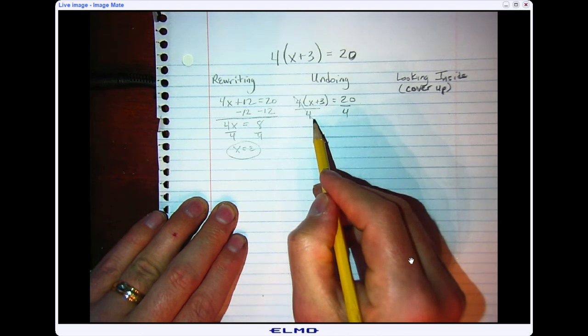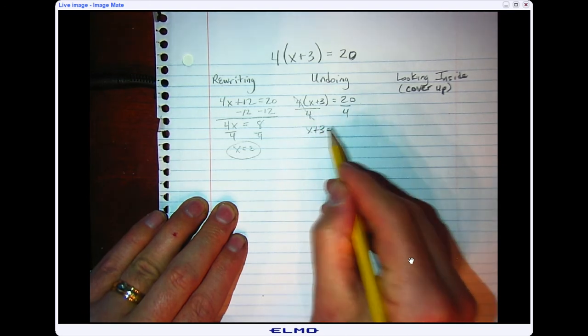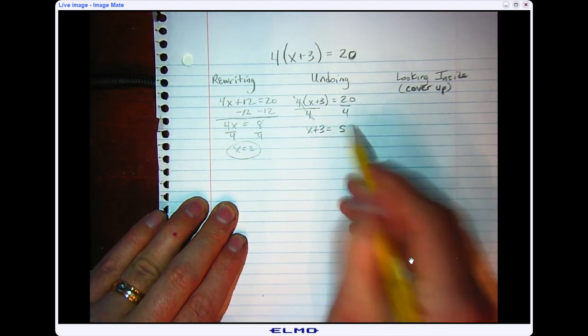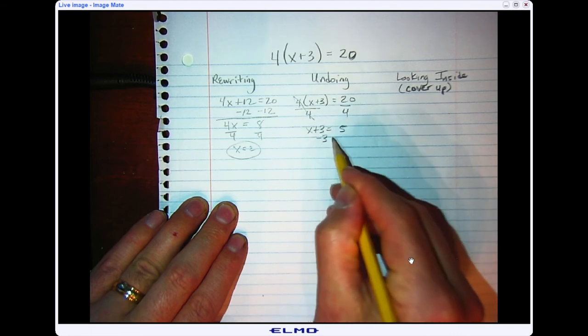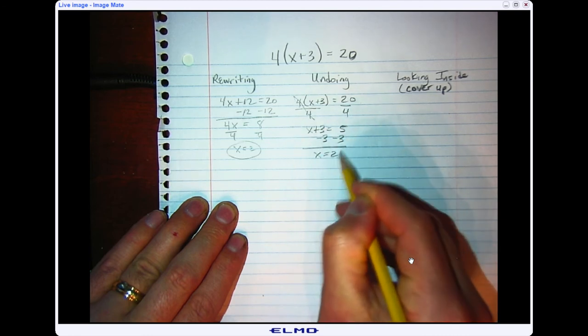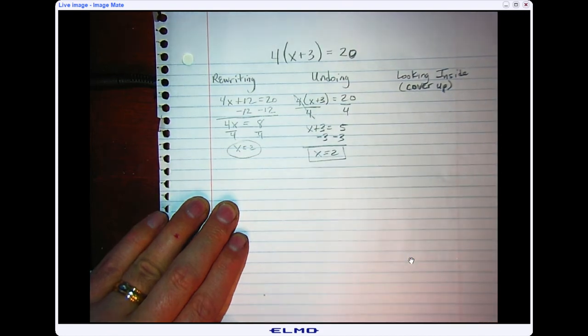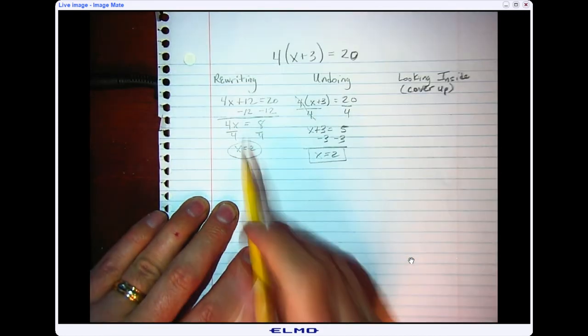That would cross this out, and I would have x plus 3. And 20 divided by 4 is 5. So if I subtract 3 on both sides, you can see I get the same answer of x equals 2. And that's, again, by backtracking where this one was rewriting.